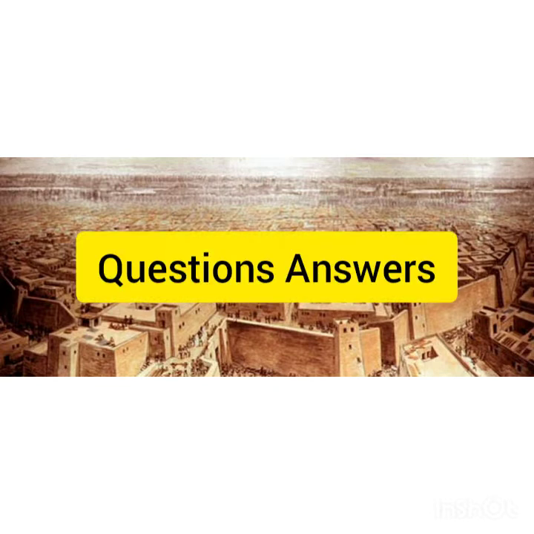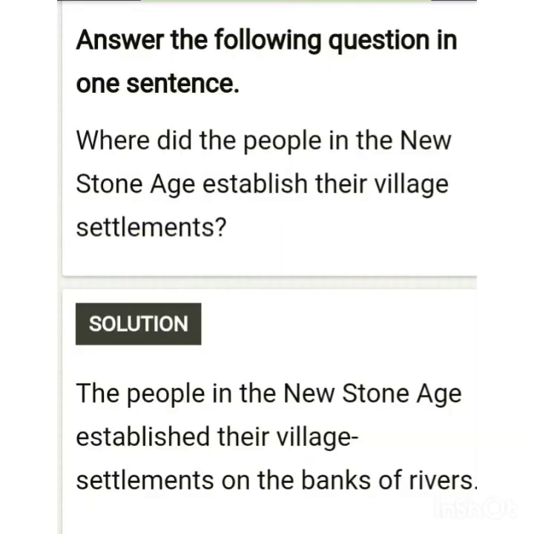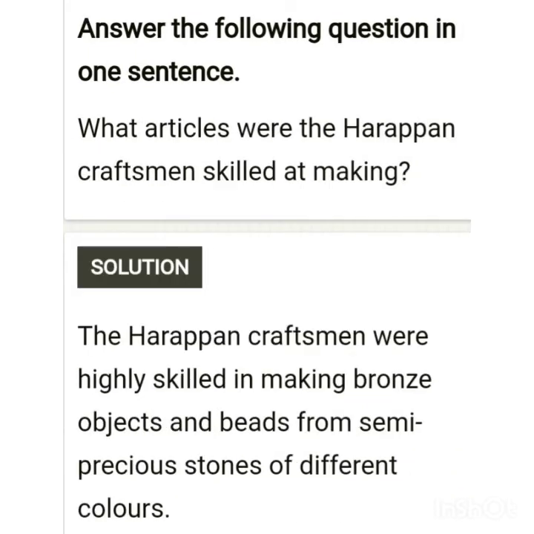Okay, now we'll see the question and answers of this lesson. The first question of this lesson is answer in one sentence. The first one, where did the people in the New Stone Age establish their village settlements? The people in the New Stone Age established their village settlements on the banks of the rivers. Second question, what articles were the Harappan craftsmen skilled at making? The Harappan craftsmen were highly skilled in making bronze objects and beads from semi-precious stones of different colors.